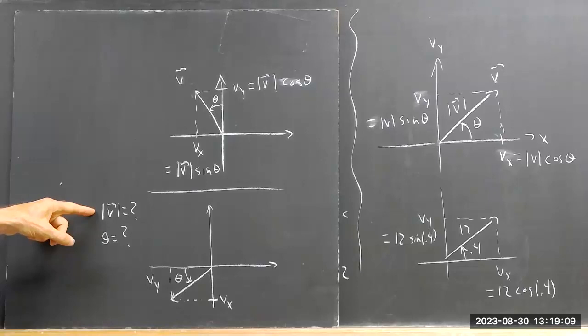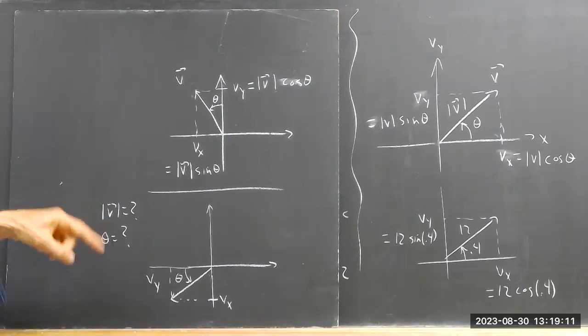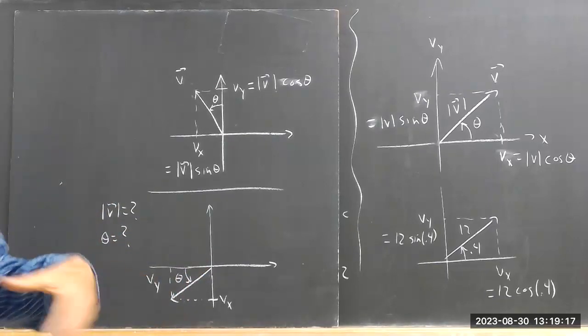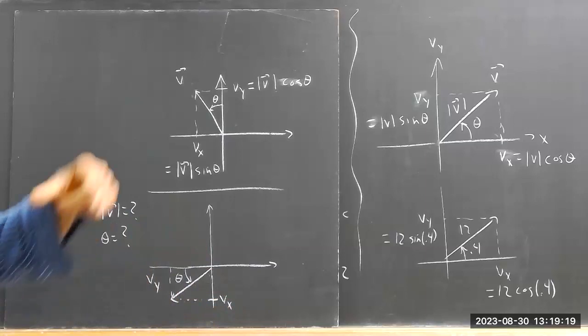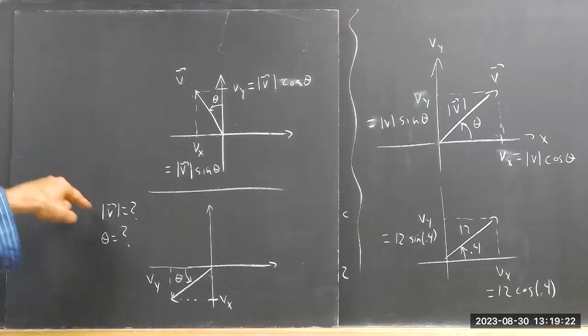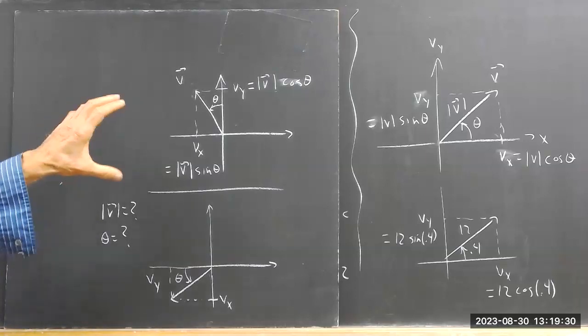So you can't say that the magnitude of V is Vx divided by cosine theta. That is a correct relationship, but you're using theta, which you don't know, to calculate V, which in turn you don't know if you're trying to use theta to do it, right? Okay, so you want to keep that in mind.